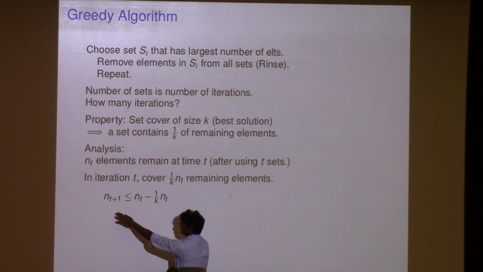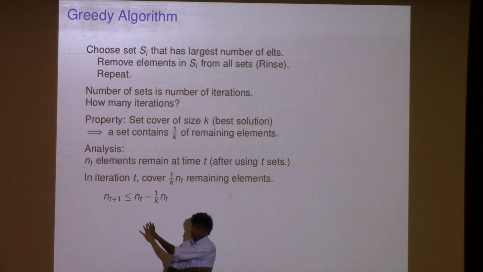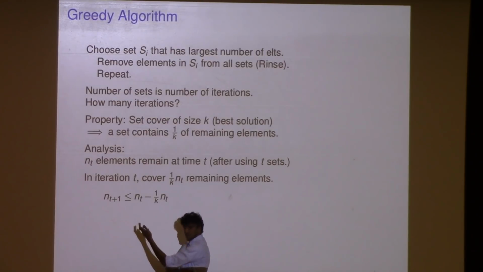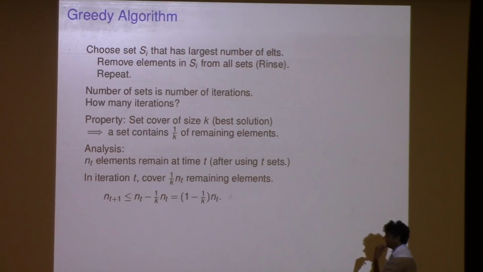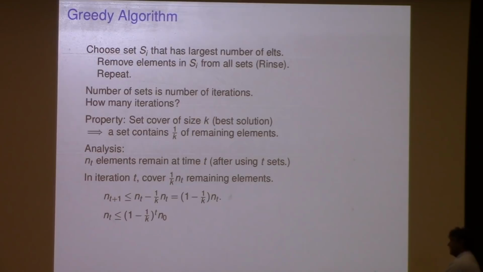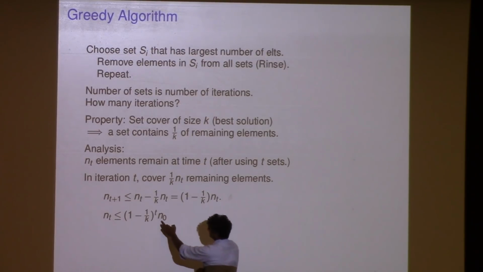But we know the largest it could be is this, because we cover at least 1 over k of the remaining elements, right? So the number of elements that are left to cover is smaller. Okay? Well, we can do this factoring out bit, right? I'm just factoring out the n sub t. So now I can do induction and go back to the 0th step, right?